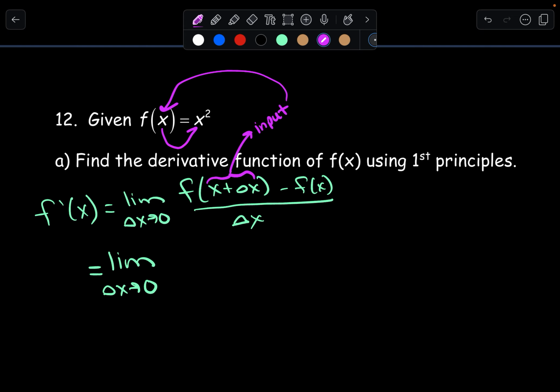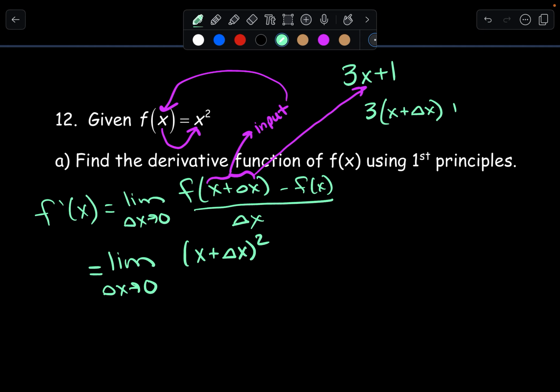Which means we are going to substitute x plus delta x into any input variable that is within this function, okay? So since I have x squared, my input is x plus delta x, I'm going to have x plus delta x squared. In class, I used another example. I did 3x plus 1. Now, if we were to begin the limit process for 3x plus 1, my input will still be x plus delta x every single time, which means when I apply the limit process to 3x plus 1, that becomes 3 times x plus delta x, plus 1.